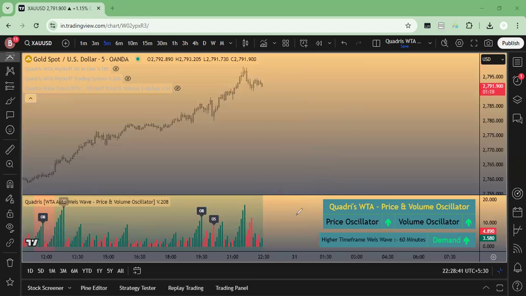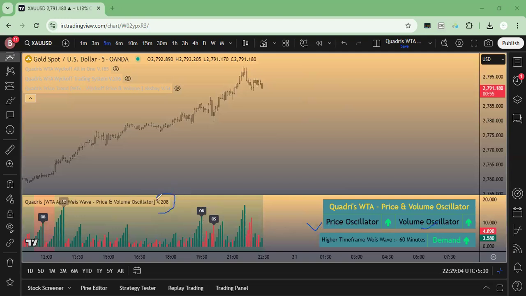As I mentioned earlier, I'll focus on these two things, this one and this one. This part I'll cover later on because it is self-explanatory. Many people have the price oscillator, the volume oscillator, and this Weiss wave price and volume with multiple time frame analysis.